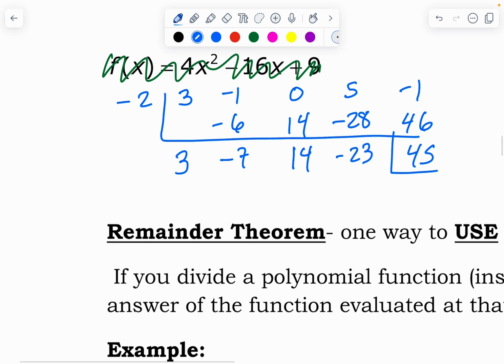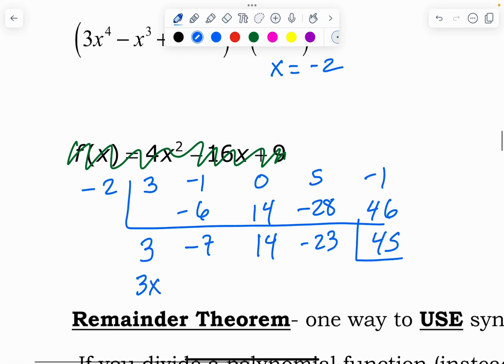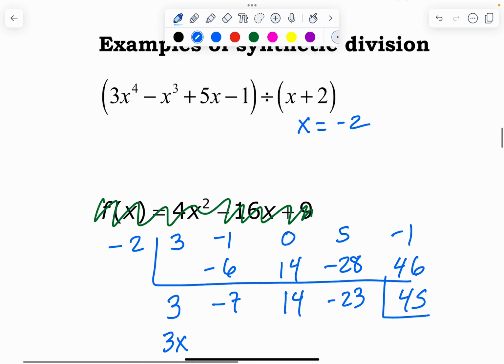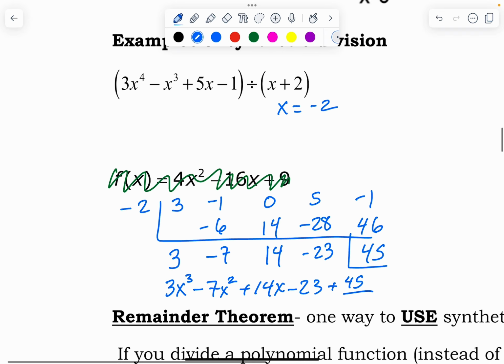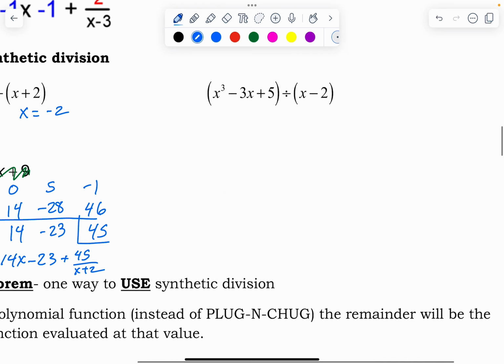So what does this mean? This means, if I take x to the fourth and divide it by x, I'm going to get x cubed minus 7x squared plus 14x minus 23. This 45 was my remainder. What was I dividing by? I forgot. X plus 2. And that's the answer to that division.